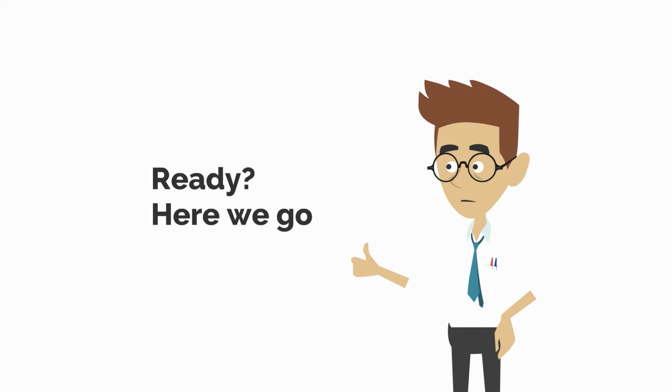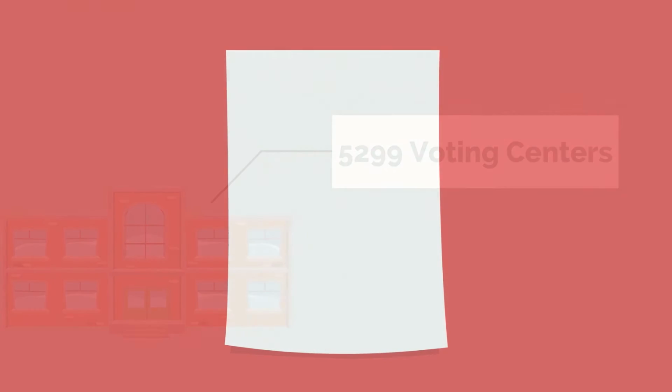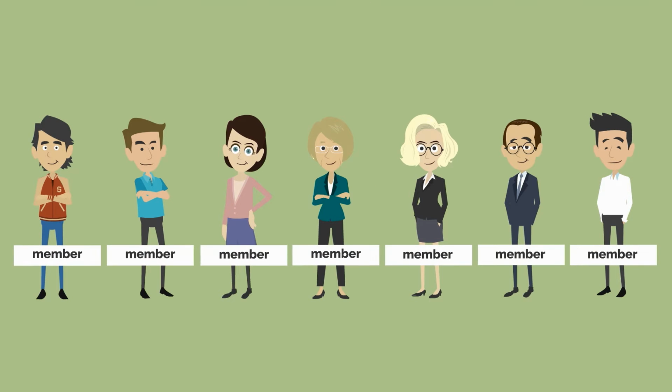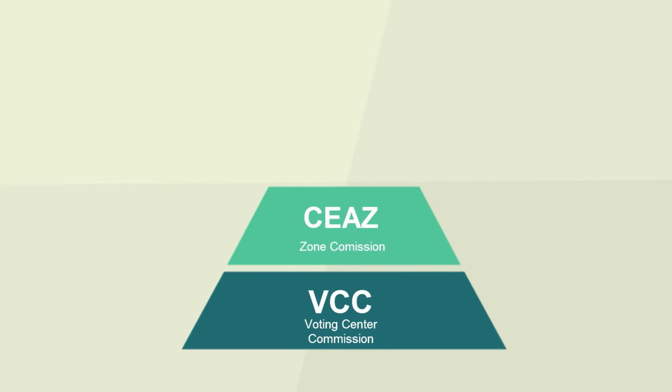Ready? Here we go. Albania has over 5,000 voting centers where citizens will go on the 21st of June to make their choices for mayor and municipal council members. Working in the voting center are members of the Voting Center Commission, or VC Commission. Each voting center belongs to one of 90 election administration zones. The Zone Commission, or CEAZ, organizes the electoral process within its zone. The CEAZ is the primary point of contact for the Voting Center Commission. Organizing the entire election and coordinating the work of each CEAZ and VC Commission is the CEC of Albania.